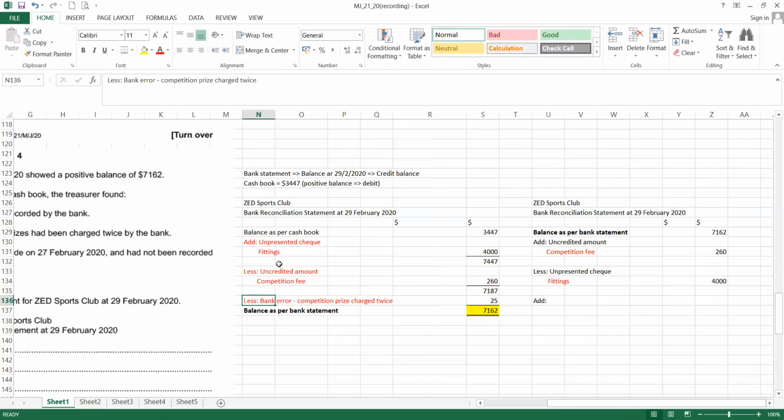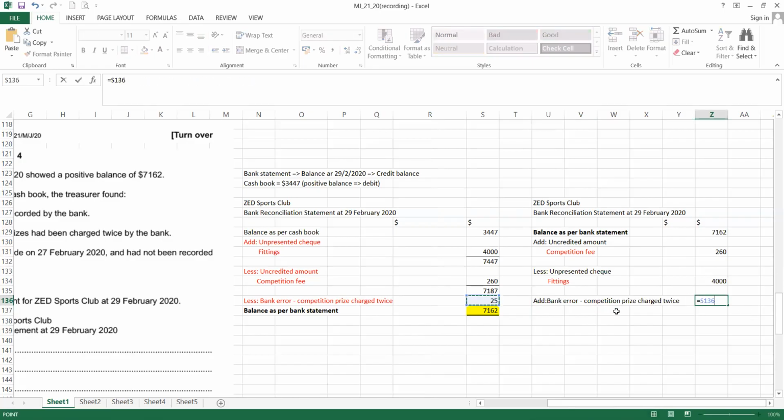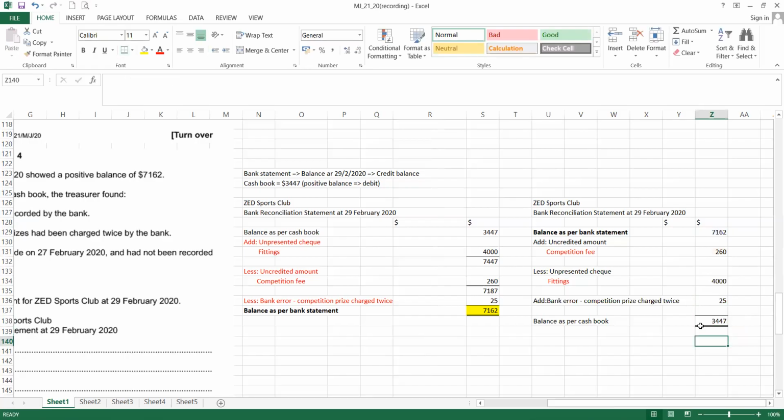bank error, which is 25. Okay, last balance as per cash book. So we take this plus, less, and plus. So we get back the same as per cash book.